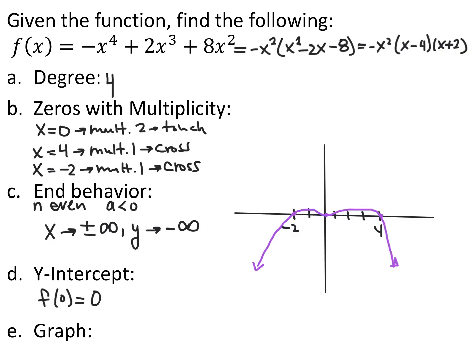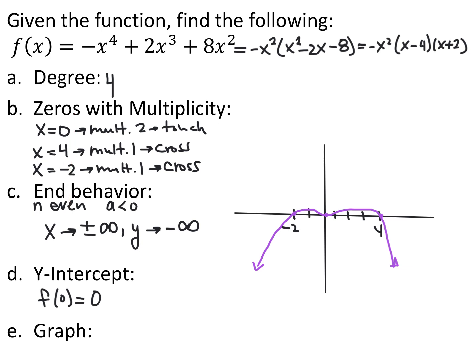So on this one, it's not factored, which means our first step is to factor completely. So I factored out a negative x squared out of all these, and I was left with x squared minus 2x minus 8, which factors into x minus 4 times x plus 2. And then I read the degree off when it was in standard form here. It was 4, or 2 plus 1 plus 1.